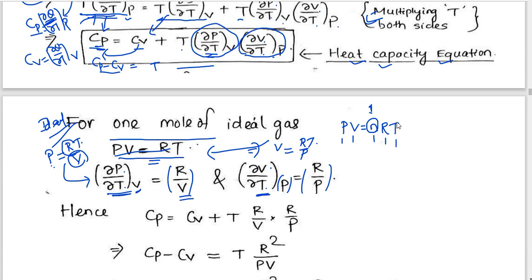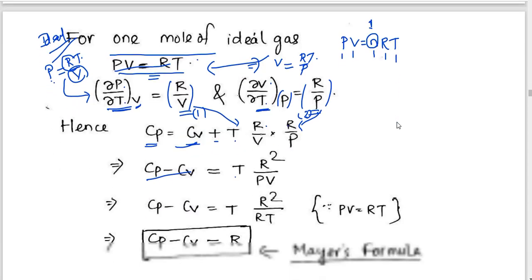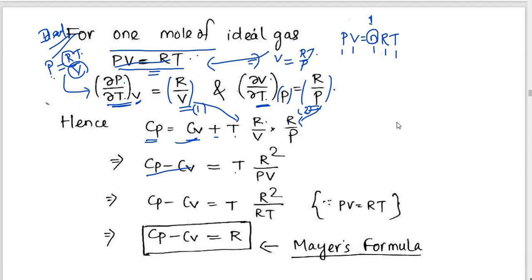So R by V and R by P, this is 1 and this is 2. We use these two values in the heat capacity equation. So what will be the equation, Cp is equal to Cv plus T into this part is R by V and this part is R by P. So we take Cv to the left side, so Cp minus Cv equal to T into R into R equal to R square by PV. So Cp minus Cv equal to T into R square by PV.